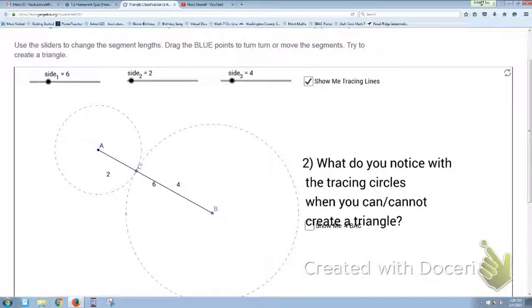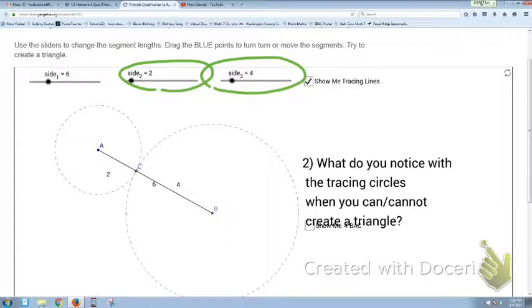So you need to understand that the two shorter sides must be longer, strictly longer or larger, however you want to word it, than the longest side. So in this case, this is not a triangle, not a triangle.